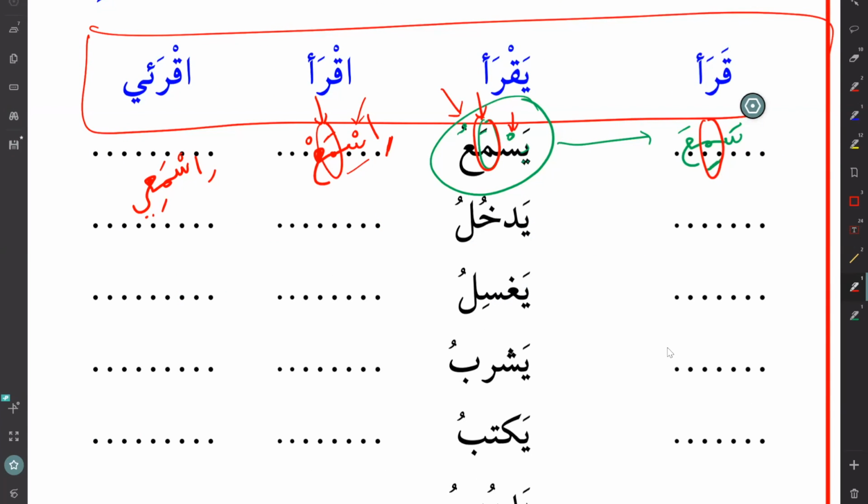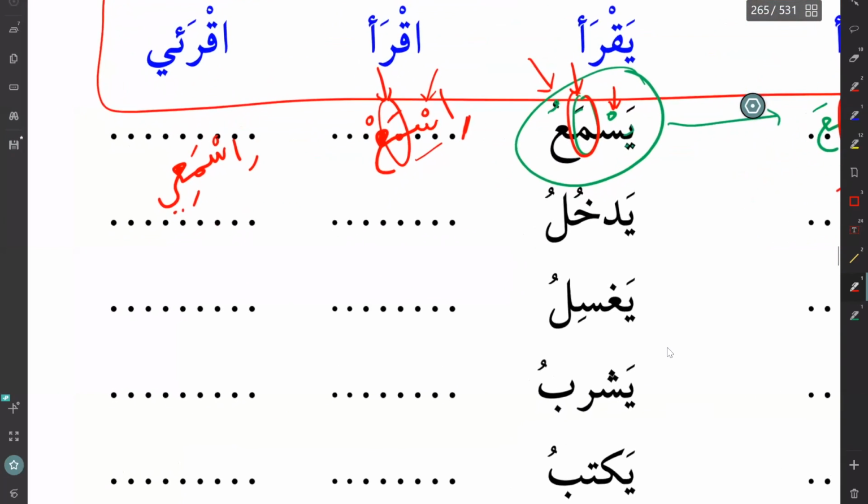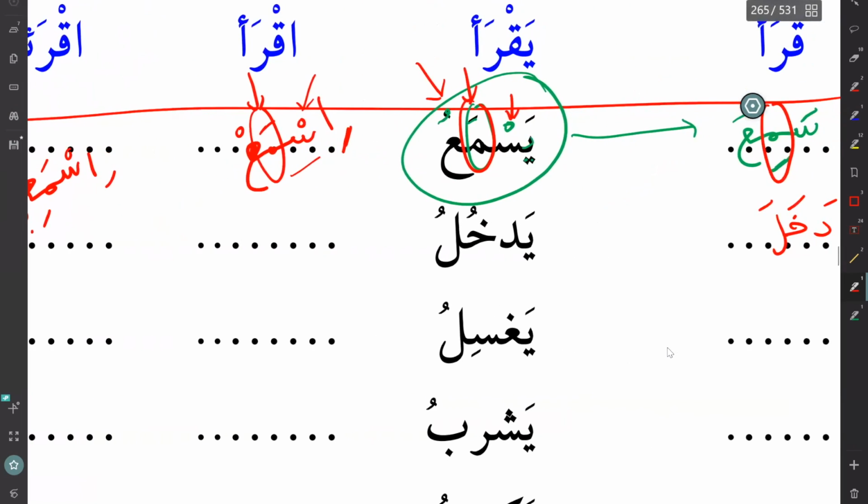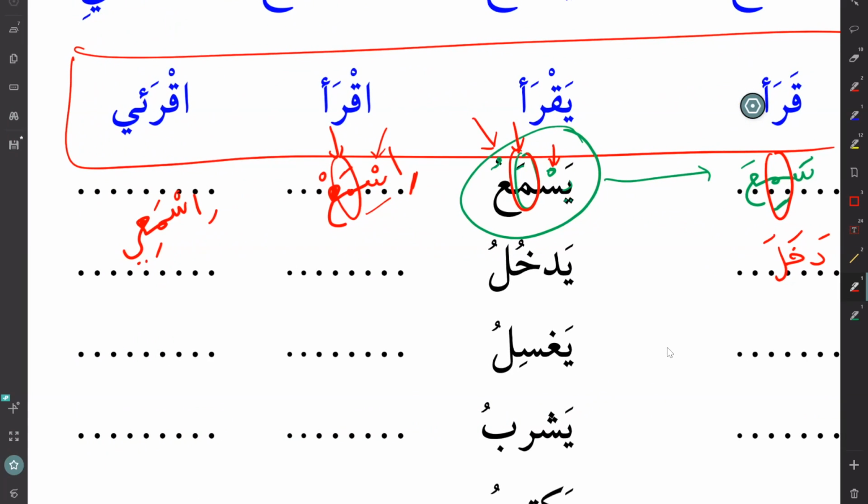So the next one we have yadkhulu. Yes, to enter. Good. So what is the past tense? Dakhala. Yes. Dakhala. Excellent. Dakhala yadkhulu. Sami'a yasma'u. The most basic thing that you have to memorize is the past and present. Command verbs, you can make them in most verbs. Some verbs are tricky, but most verbs you can make the command verbs if you know the rules. Okay, so who can quickly give me the command verb for the masculine? Dakhala yadkhulu. What do we say? Udkhul. Excellent. That's what I'm looking for.